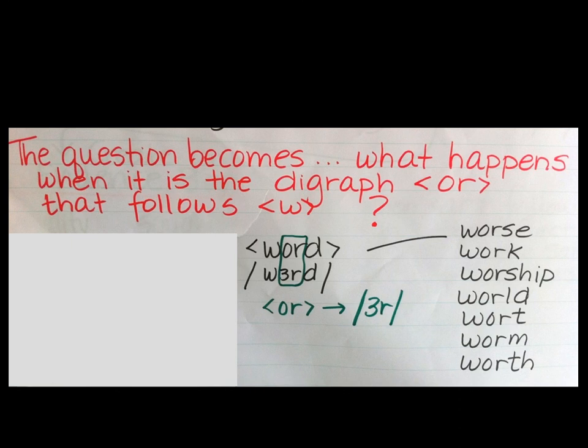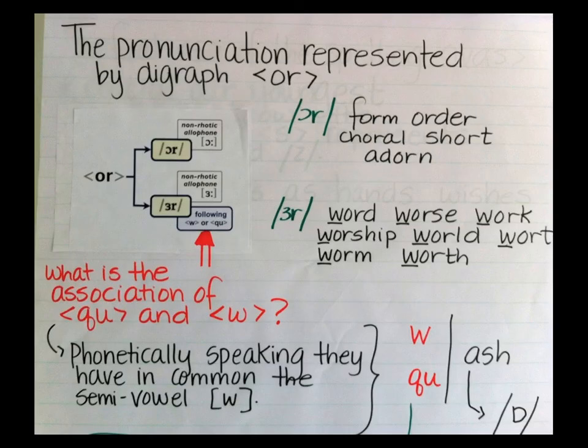Worse, work, worship, world, wart, warm, and worth. The pronunciation represented by the digraph OR. Form, order, choral, short, adorn are examples of words that are not a rhotic allophone. That means that they don't make the ER sound. They have more of an OR sound, "form." Whereas when we add the W in front of it, if the OR is following a W or a QU, we get more of an ER sound. Word, worse, work, worship, world, wart, warm, and worth.